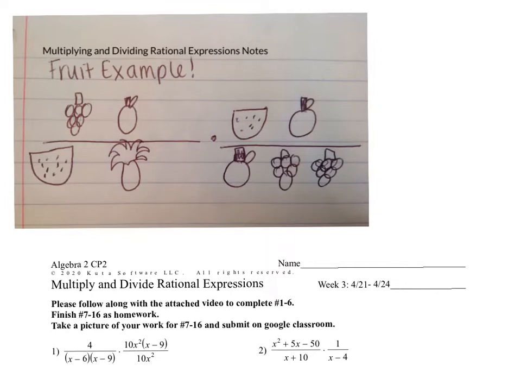So in my fruit example, I have a grape and an apple on top and a watermelon and pineapple on the bottom in the first fraction, and then I have some fruit in the other fraction. These are being multiplied together, and when they're being multiplied together, I'm allowed to cancel like pieces that are diagonal from each other. So I'm able to cancel the grape with the other grape. Those two were diagonal and they're the same, so I can cancel them. Another set of fruit that's diagonal that I can cancel is the watermelon.